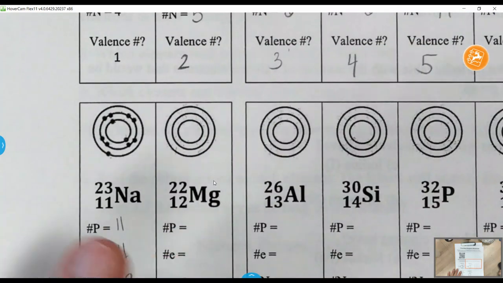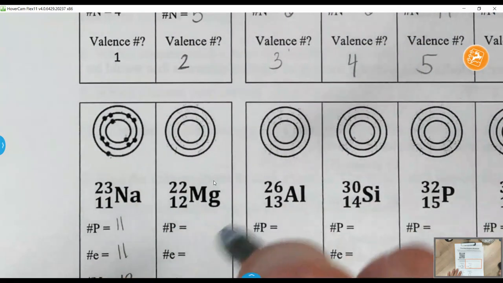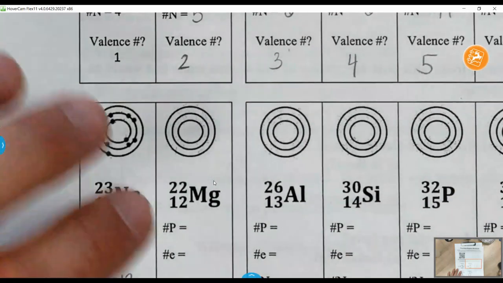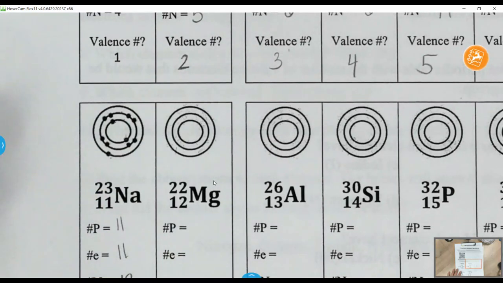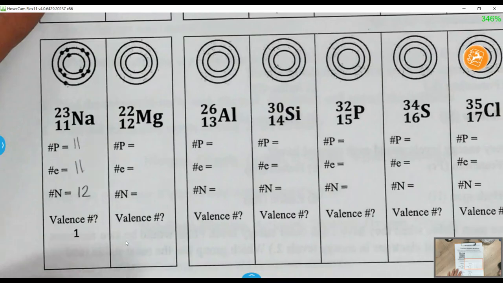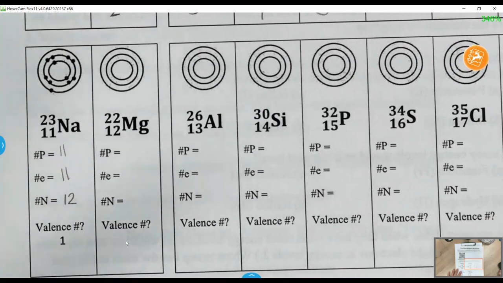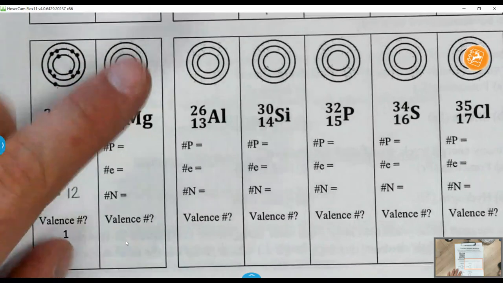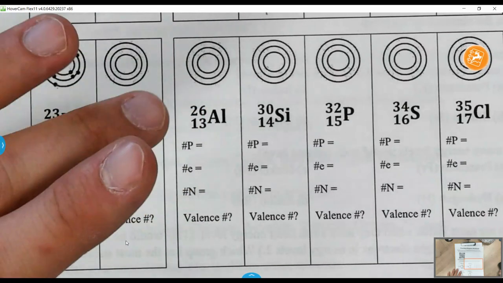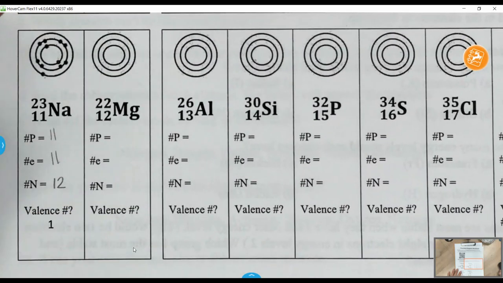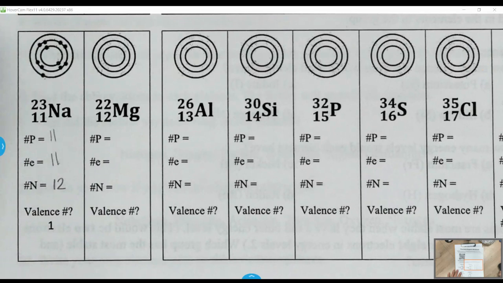So what I want you guys to go through right now is to continue and complete protons, electrons, neutrons, and then valence electron numbers. All right, I'll give you guys like 3 minutes, 4 minutes to complete protons, electrons, neutrons, and then draw the dots in, and then you can do your valence electrons. All right, so please work on that right this second.